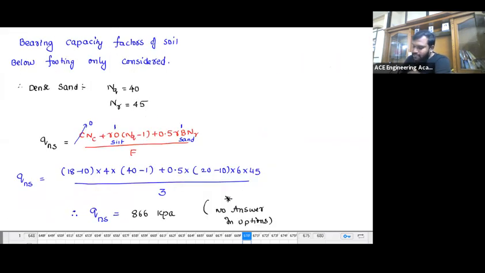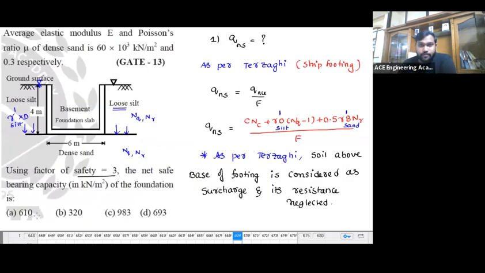So the correct answer is going to be 866 kilopascals. This is the correct answer, but in the given options there is no answer. Hope you understood. Why I took this question is that this was a question which was asked in GATE 2013.